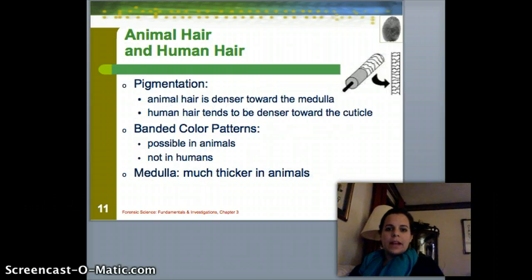So some differences between animal and human hair. First is pigmentation. Animal hair has denser pigments towards the medulla, where human hair tends to be more dense towards the cuticle. You can have banded color patterns where there's different colors throughout one length of hair. That's possible in animals, but really not in humans. And the medulla is much thicker in animals. The medulla makes up more than half of the hair, while in humans, the medulla is only a third or less.